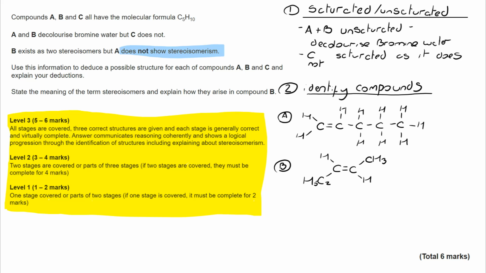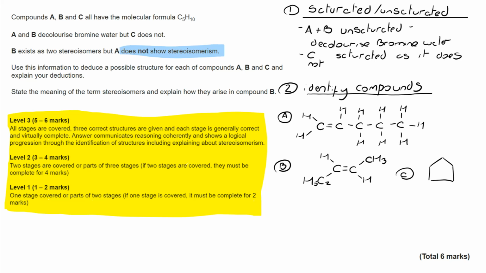Identifying C, which is still C5H10 but doesn't show stereoisomerism, so we're looking here at functional group isomers of alkenes, more specifically cycloalkanes. Now, these are not necessarily the only answers that you can give, but these are the most straightforward and logical answers you could give.